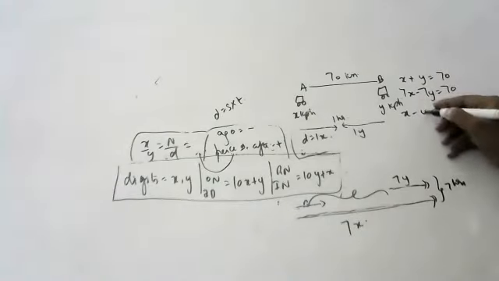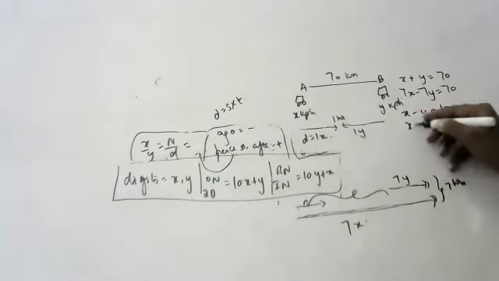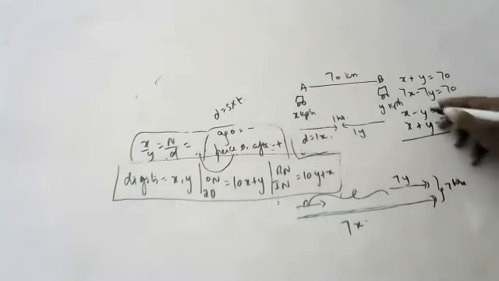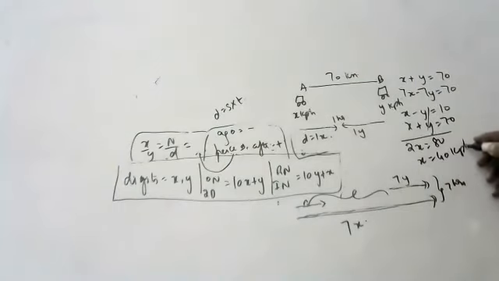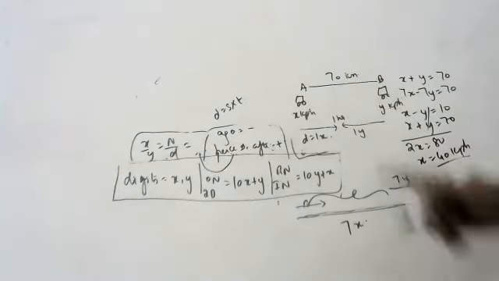Taking 7 common, x minus y is equal to 10. Under the equation x plus y is equal to 70, adding, this y is gone, 2x is equal to 80. x is equal to 40 kmph, and y also you can find. Very, very important sum, children.